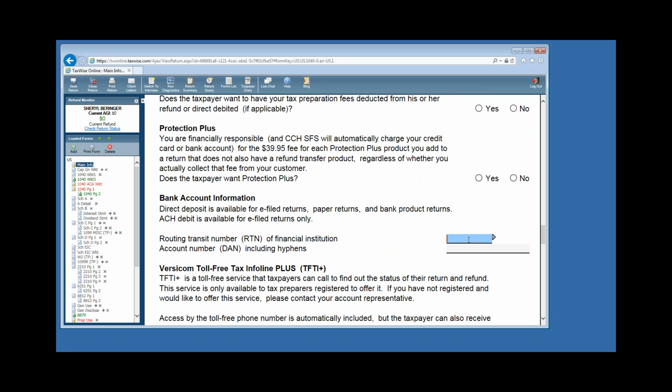I enter this information from the page where the check is listed, so on page 10. And you want to take the numbers that are right at the bottom of the check. So the routing number is listed first, and then the account number is right by it.